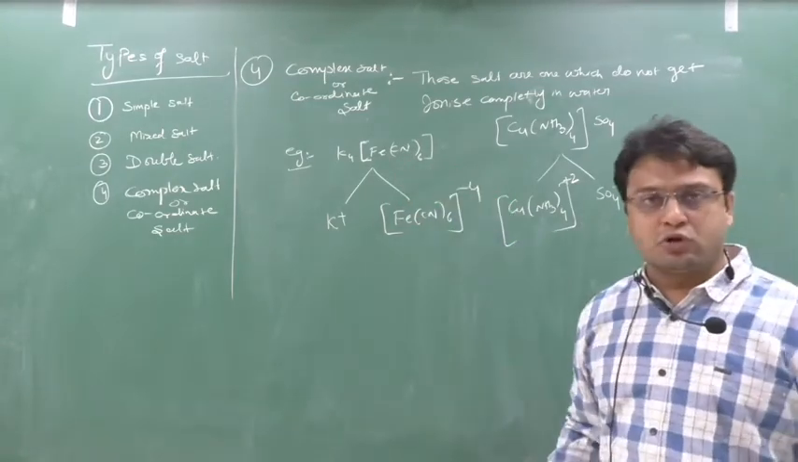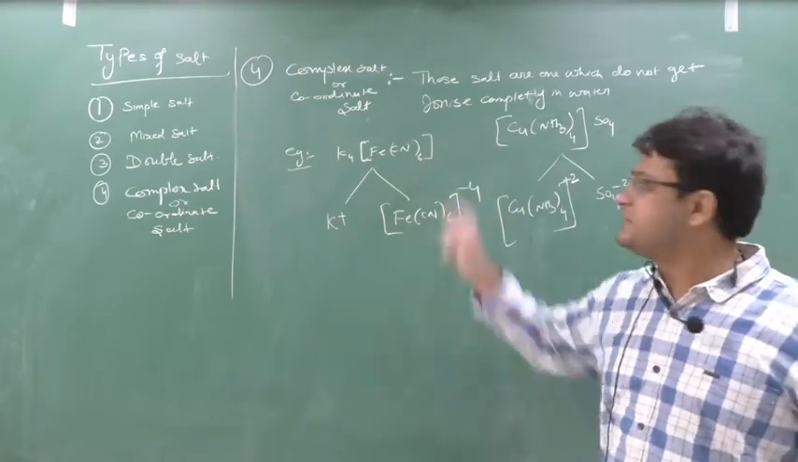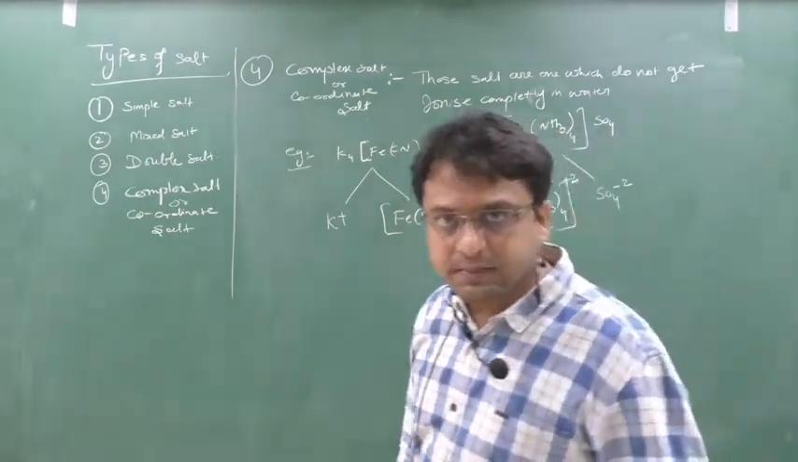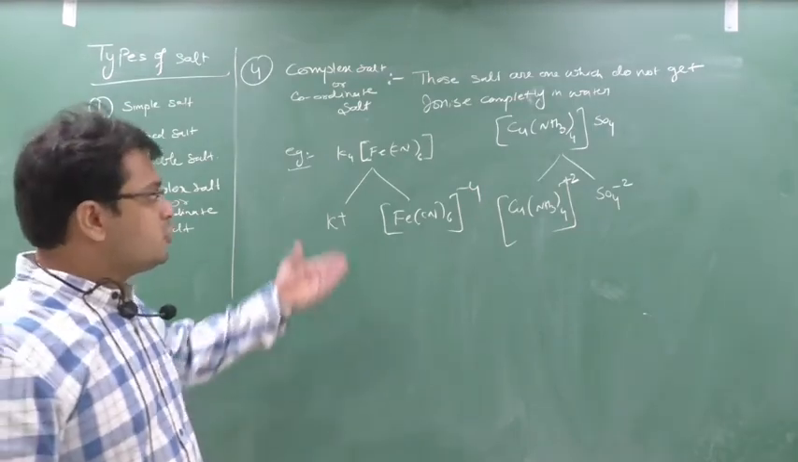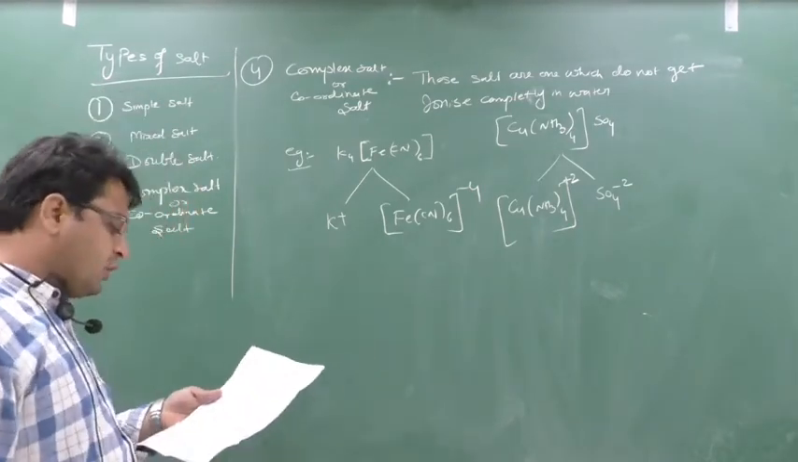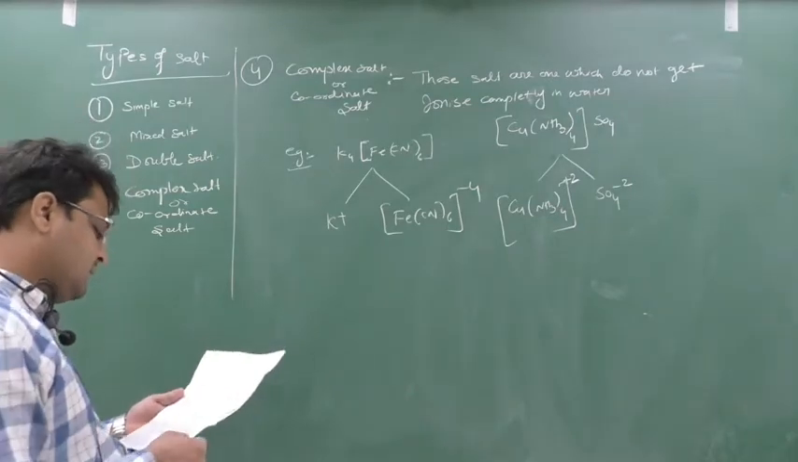This type of complex has coordinate bonds, ligands, a central metal atom, everything I told you in the last class. Yes or no? Clear? So these are examples of complex salts. One more example we will see. That's enough. Okay.